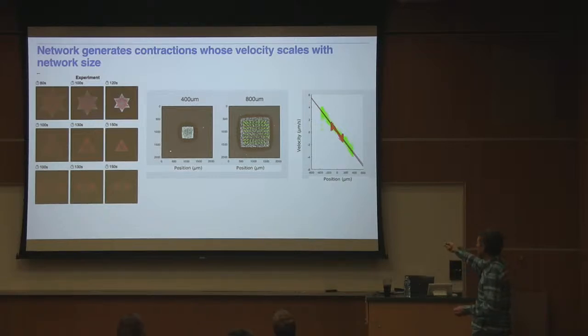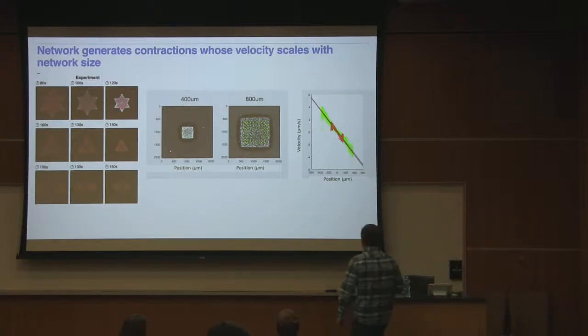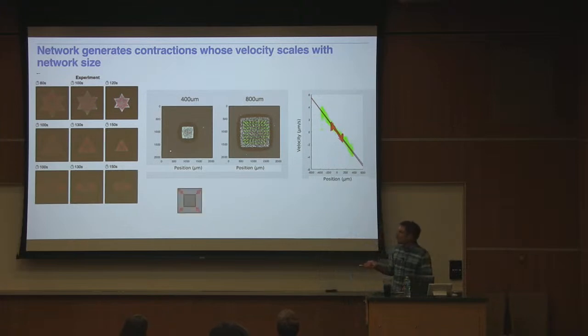So the network just generates a linear velocity field whose magnitude scales linearly with the distance from the center of mass. You study a 400 micron network and an 800 micron network, look at the velocity of the contraction, and they all fall on the same line. The 800 micron network is just contracting twice as fast at the boundary as the 400 micron network. And so you have this contractile network with a relatively simple property.